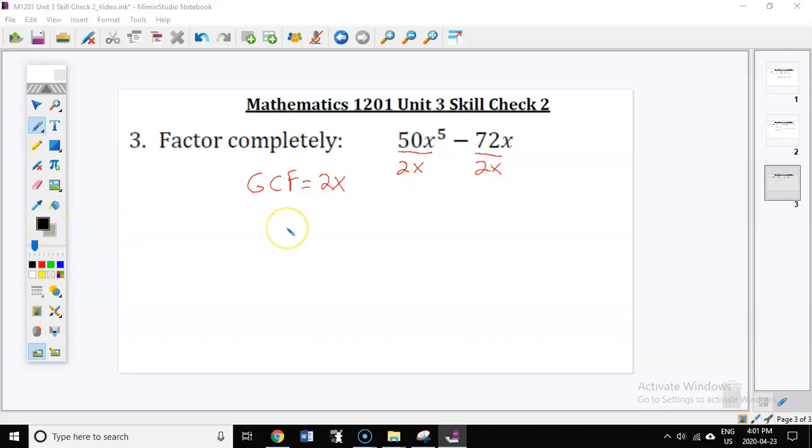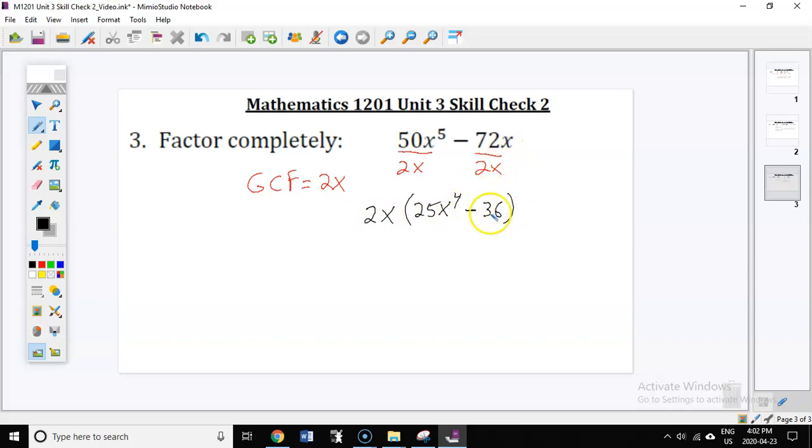And now we do it like we did the first question. 2x goes in front of our bracket. 50 divided by 2 is 25. x5 divided by x leaves me with x4. Subtract. 72 divided by 2 is 36. x divided by x, they cancel each other out.